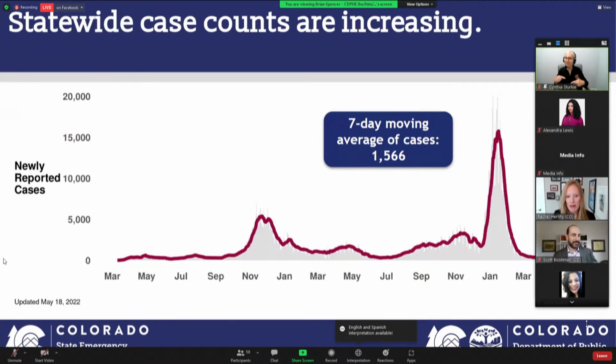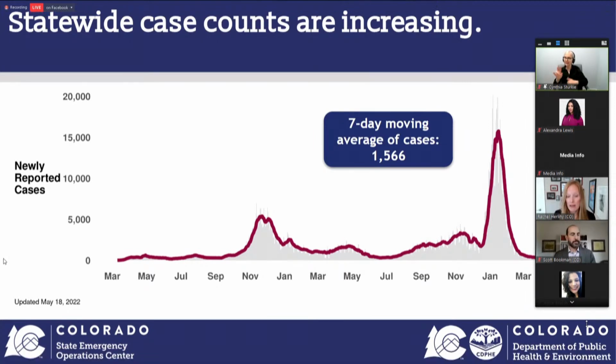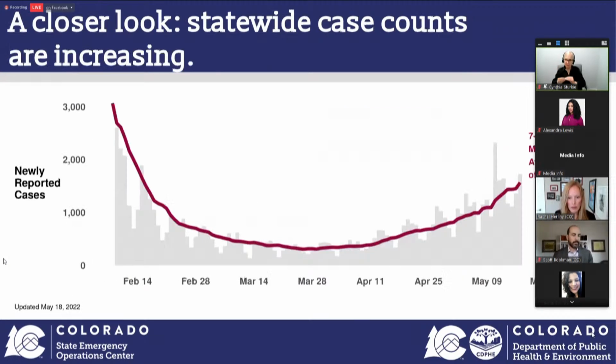So at this time, really all of our data sources are showing an increase in COVID-19 transmission in Colorado. This particular figure is showing you our case data. In this figure, you can see that red line, which is showing you our 7-day moving average number of cases, which is now over 1,500 on average a day. And then each of those gray vertical bars shows you our daily case numbers. And if you go to the next slide, you can see a zoomed in version here.